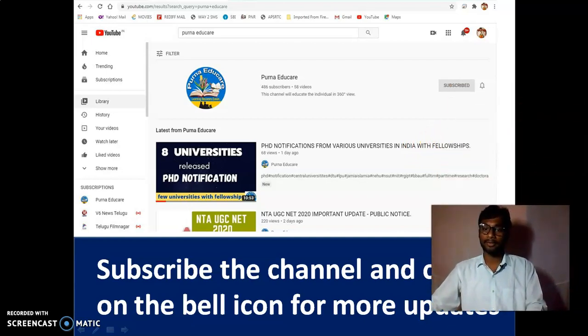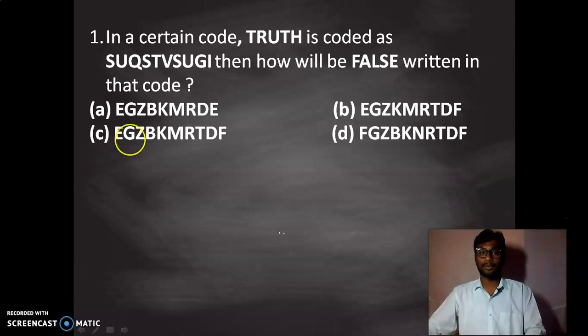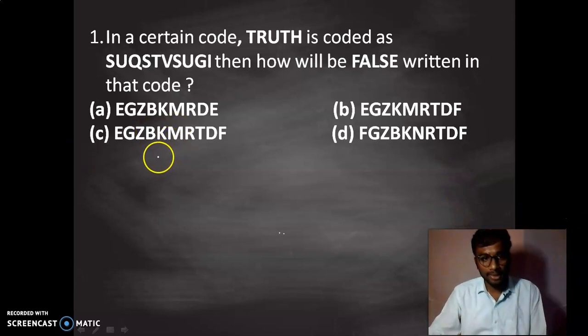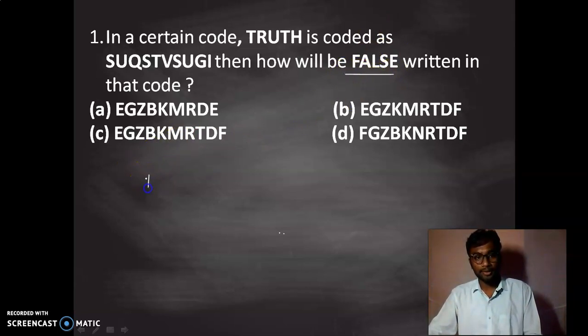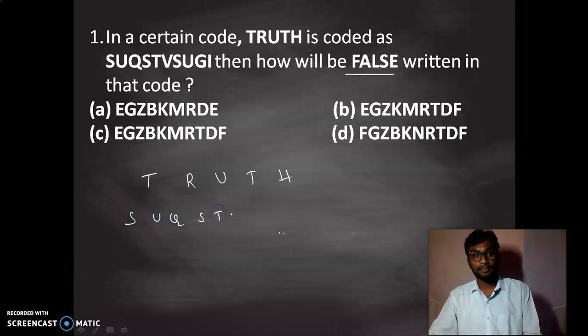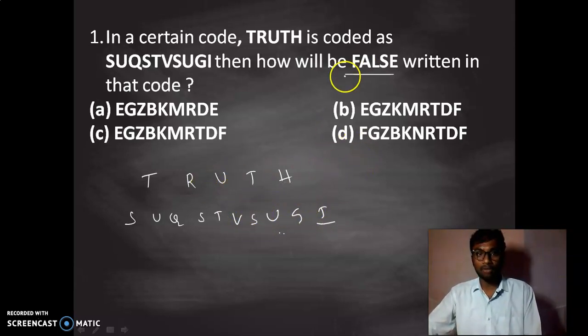So moving back to the first question. You can see here, in a certain code, truth is coded as SUQSTV. And in the same code, how will false be written? Try to understand the question.